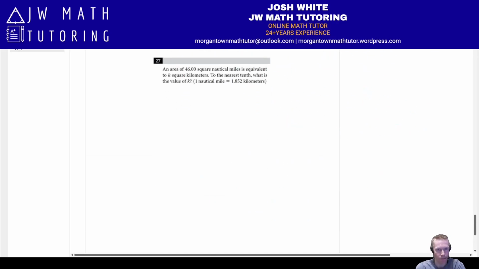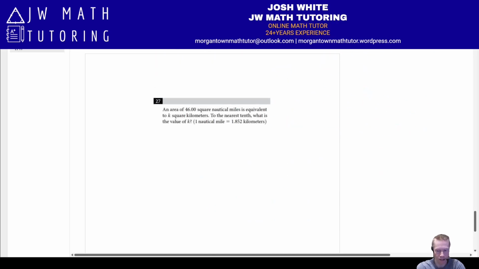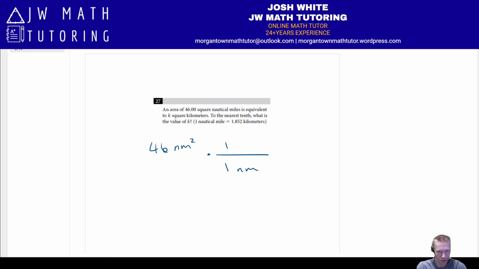All right, next up, last question here, number 27, module 2. This is basically a unit conversion problem. We have 46, I think, how did I abbreviate this? I think I did NM squared, nautical square miles. We're converting it to square kilometers, and they give us the conversion factor here. 1 nautical mile is 1.852 kilometers.